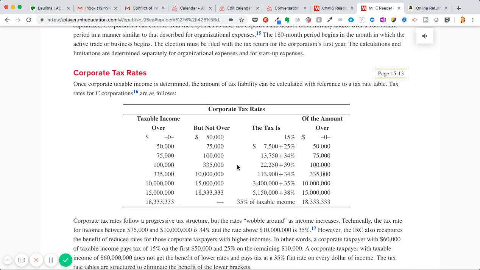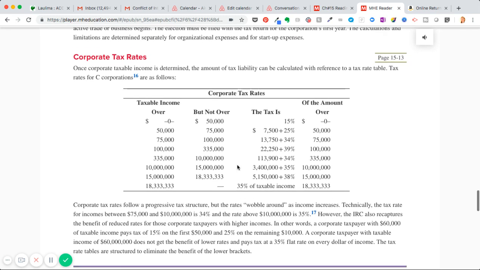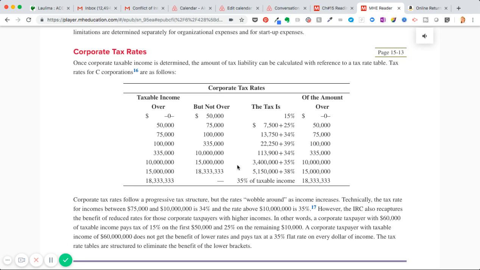Corporate tax rates. These are the corporate tax rates, which were just changed, but this is what they were before. Now I believe that they are not over 10%, which was the most recent change, but you can see this is the same way that we looked at individual rates. Taxable income over zero, but not over 50,000. So $0 to $49,999 is 15%. 50,000 to 75,000 is at 25%.